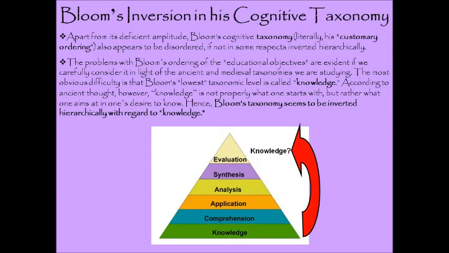The most obvious difficulty is that Bloom's lowest taxonomic level is called knowledge. According to ancient thought, however, knowledge is not properly what one starts with, but rather what one aims at in one's desire to know. Hence, Bloom's taxonomy seems to be inverted hierarchically with regard to knowledge. Okay, that's one thing that when I was first learning about Bloom's taxonomy, it immediately caught my eye. It seemed a little bit fishy to me, and I think it probably seems a little bit fishy to you too.